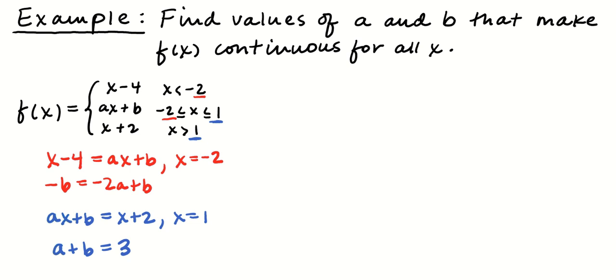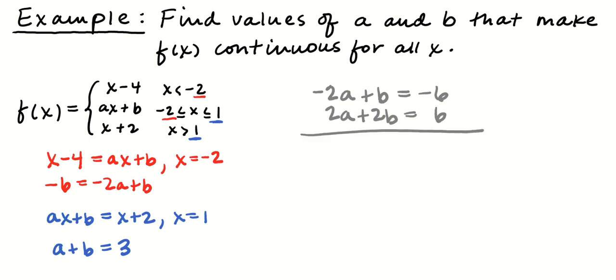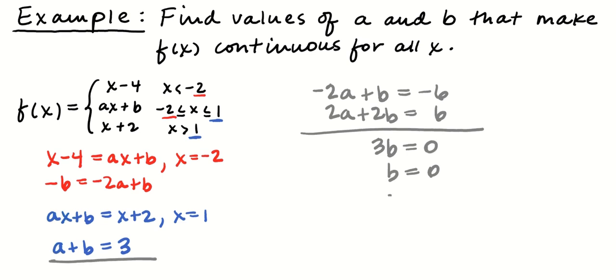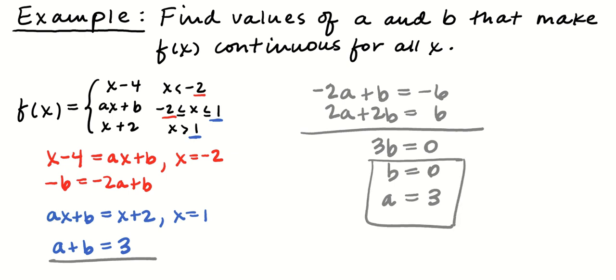I'm just going to copy these, and I'm going to start with negative 2a plus b equals negative 6. And then I'm going to take a plus b equals 3, and I'm going to double it. So I have 2a plus 2b equals positive 6. And then I'm going to add these equations together. Okay, and I'm going to have 3b equals 0, which means that b equals 0. And since a plus b needs to equal 3, I'm going to conclude that a is equal to 3. And those are going to be the values of a and b that make the function continuous for all x.